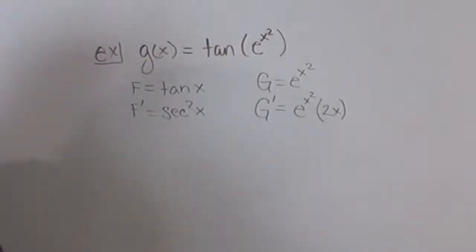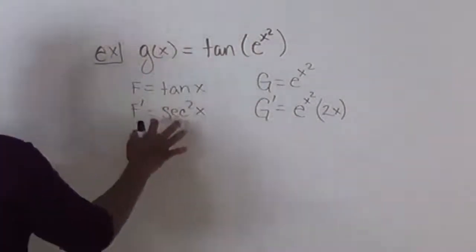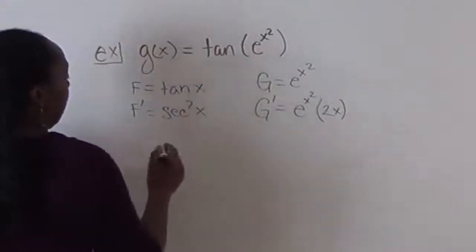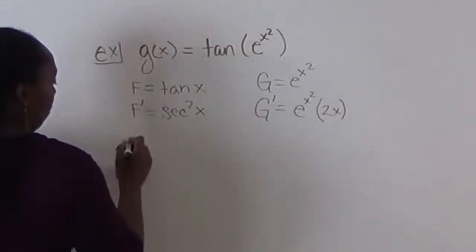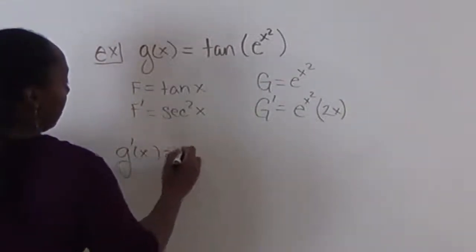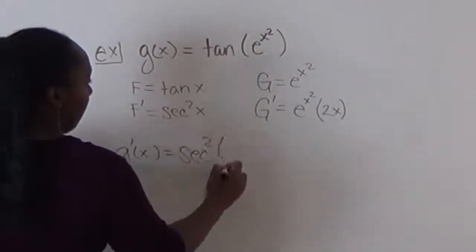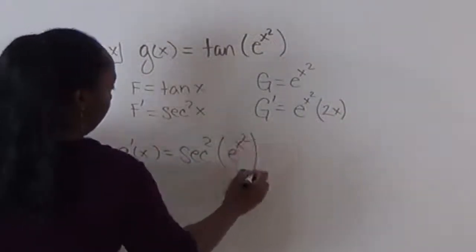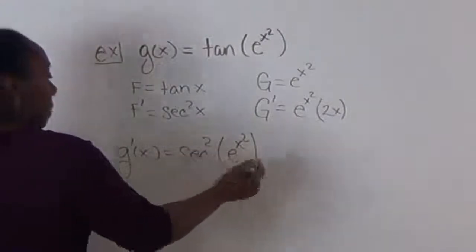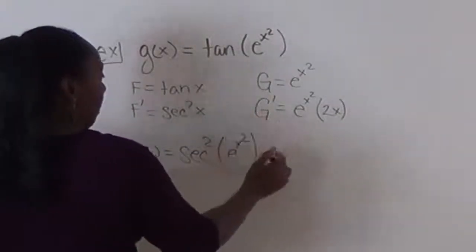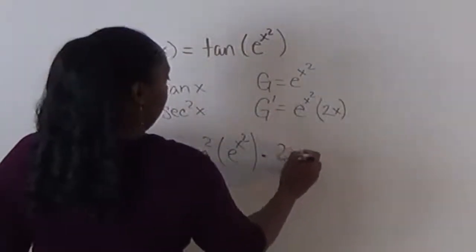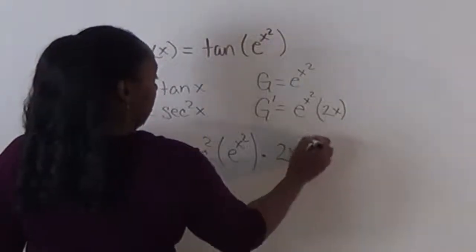So given these pieces, I can now use the chain rule by the definition. So it says I'm going to take f prime evaluated at g, so little g prime of x is going to look like the secant squared of e to the x squared, multiplied by g prime, which is 2x e to the x squared.